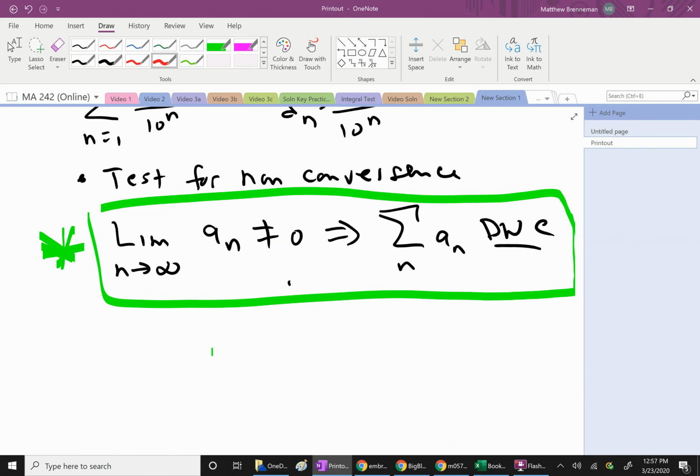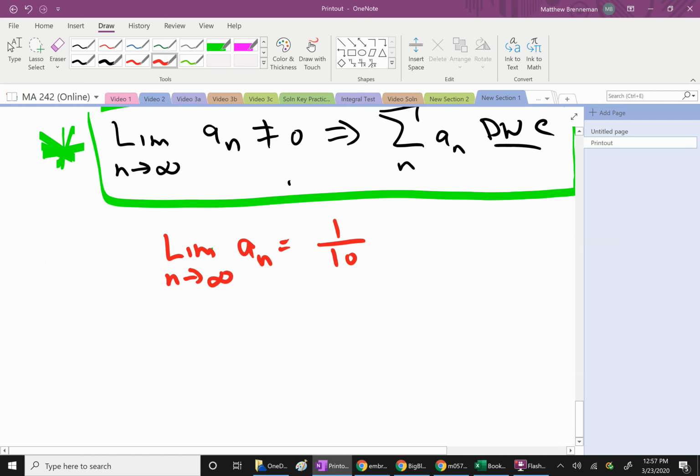Let's suppose that this converged to some other value. Let's suppose it didn't converge to 0. Let's say it converged to 1/10. So what does this mean? Well, this means if we look at the series terms, this is n, and this is 1/10. It means that the values are getting closer and closer to 1/10. That's what this means.